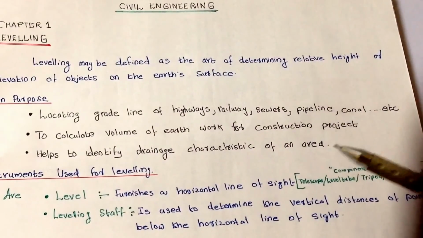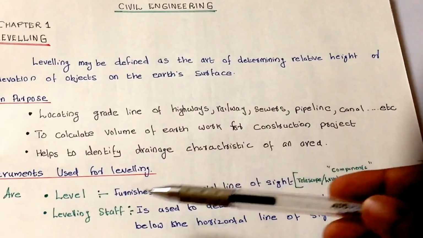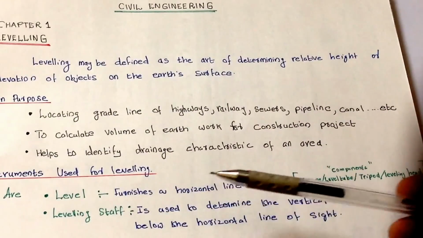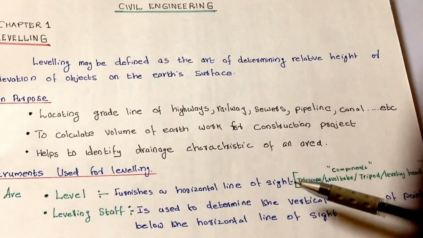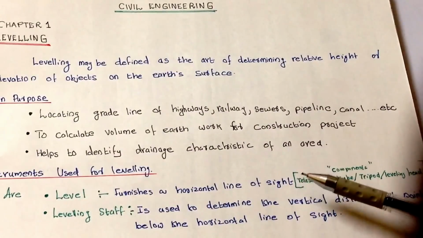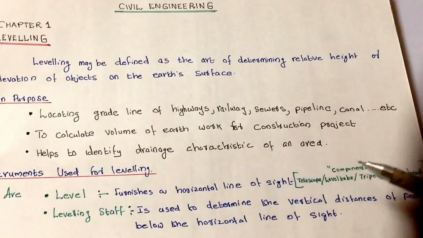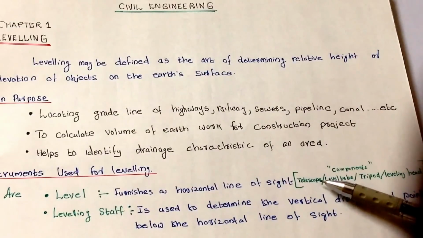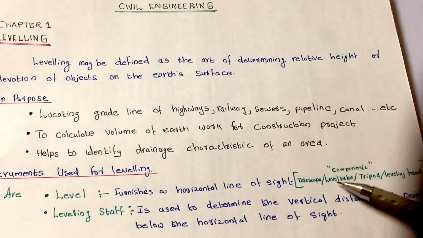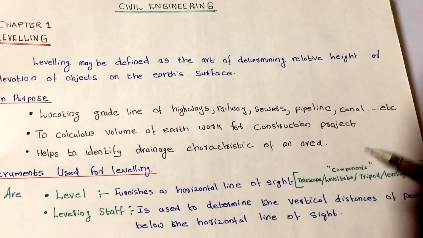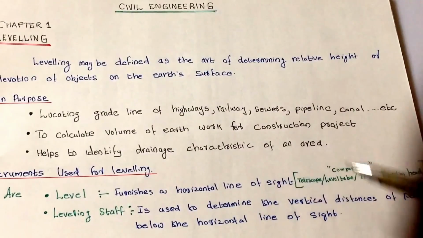And what are the instruments used for leveling? One is the level. It furnishes a horizontal line of sight. So through this you can measure things. What are the components of this particular level? There will be a telescope, and a level tube for leveling the instrument. A tripod is there to fix the level, and a leveling head is also there. These are the main components of a level.